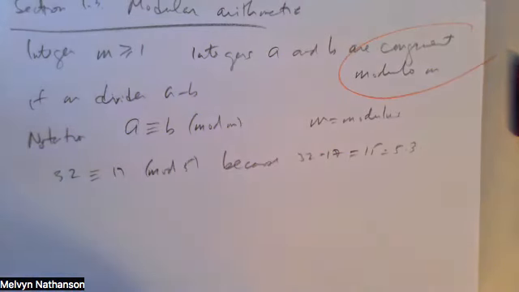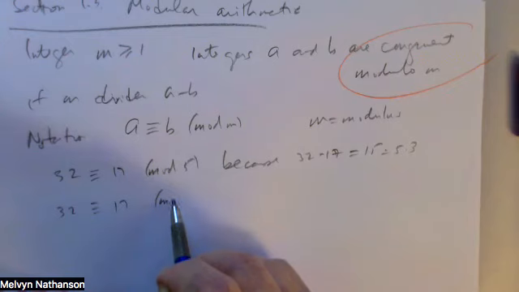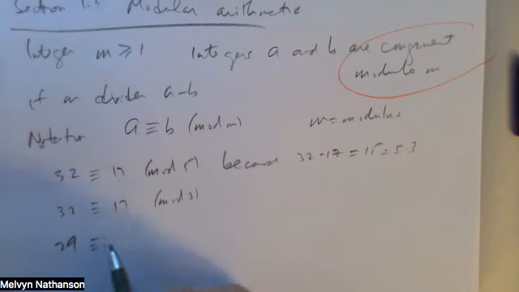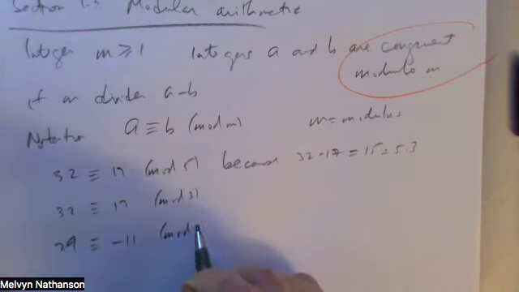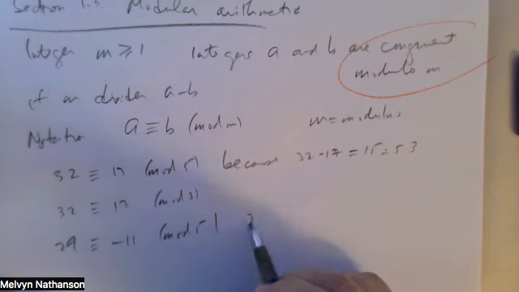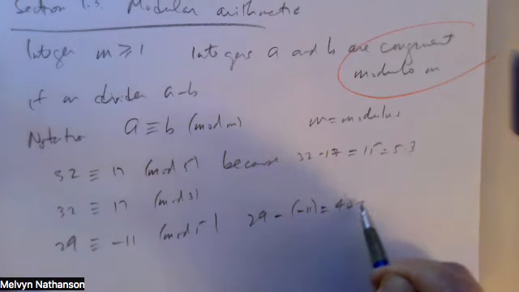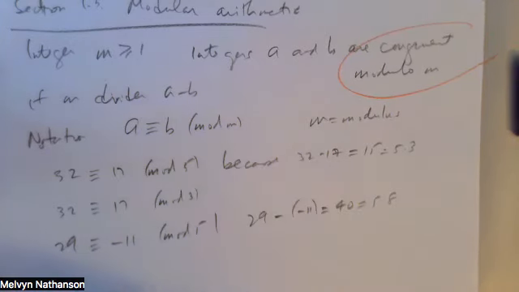It's also true that 32 is congruent to 17 mod 3. That's also a true statement. 29 is congruent to minus 11 mod 5, because 29 minus negative 11 is 40, which is 5 times 8.